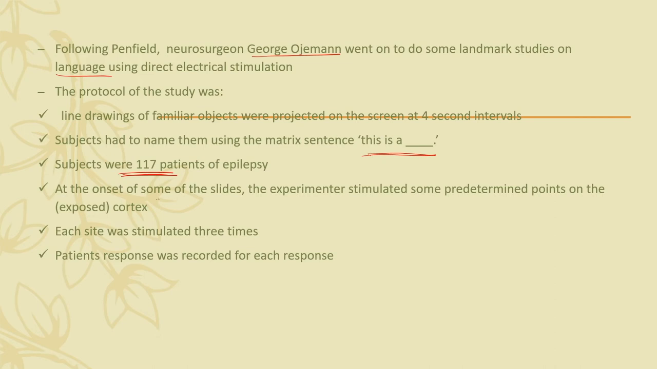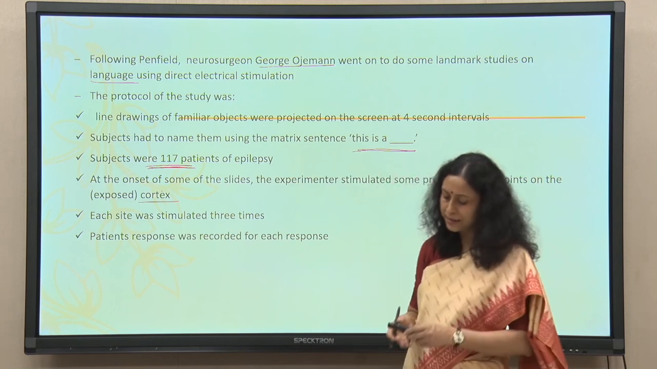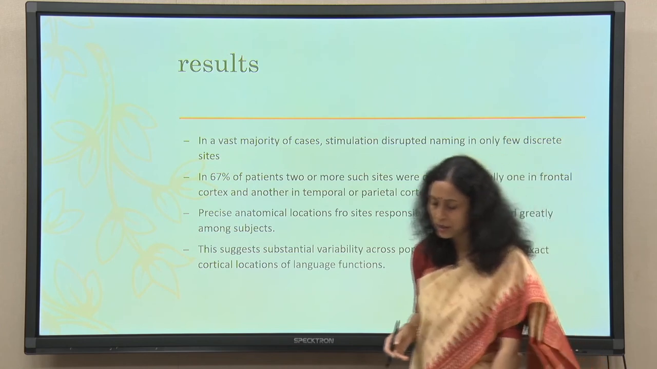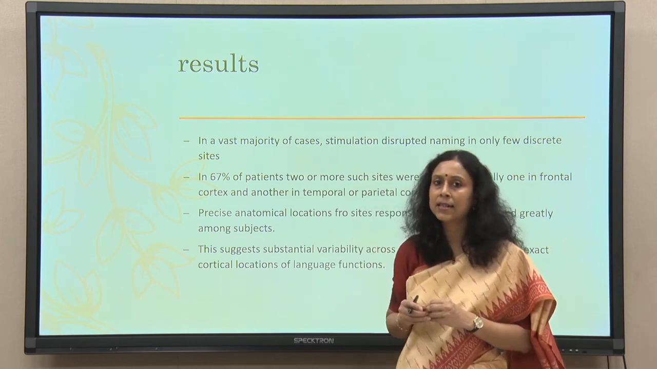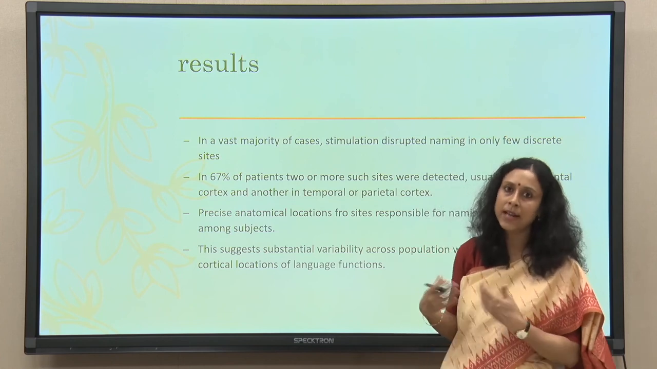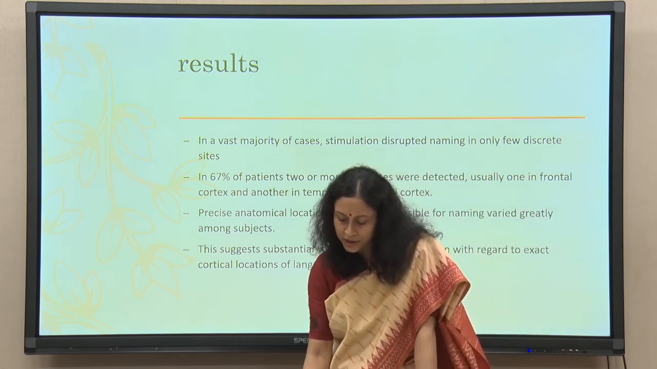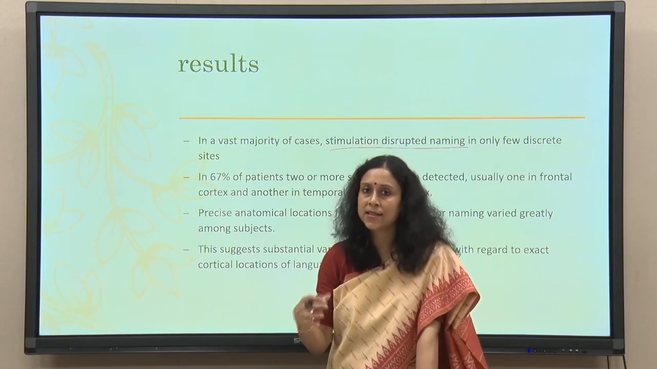At the onset of some of the slides, the experimenter stimulated some points in the cortex. Before they would speak, certain areas of the cortex were stimulated electrically. This was repeated thrice, and the response was recorded. What they were trying to see is which brain areas are responsible for the production of speech, for naming. They found that in a vast majority of cases, stimulation disrupted naming only at a few discrete sites. As patients were beginning to speak and certain areas were stimulated electrically, that disrupted the speech.